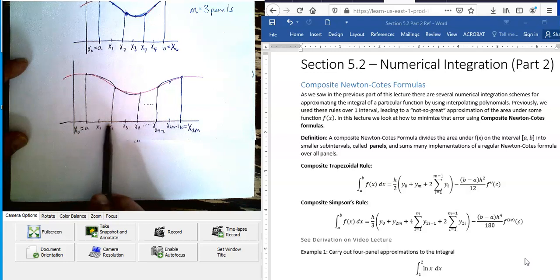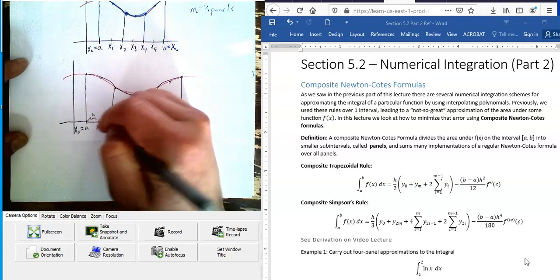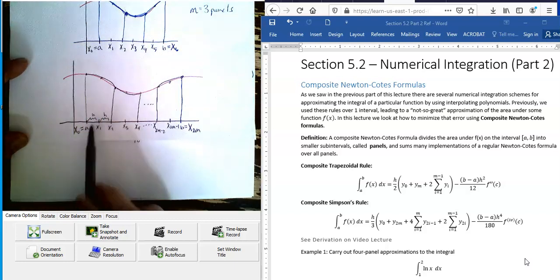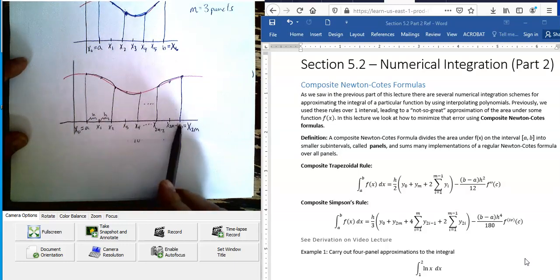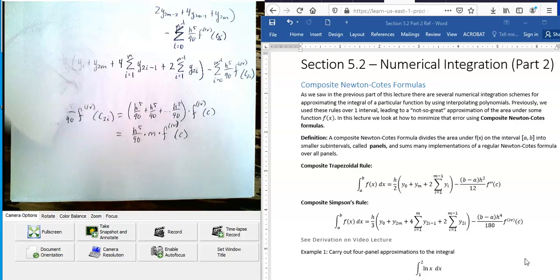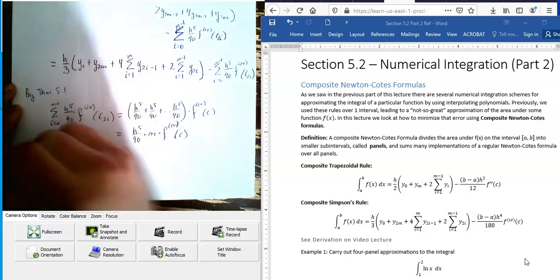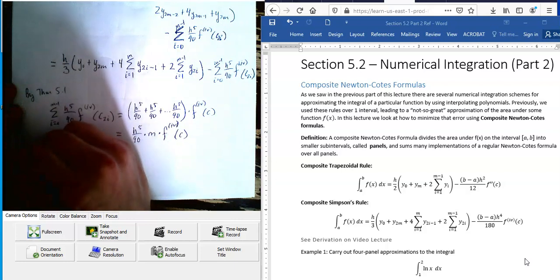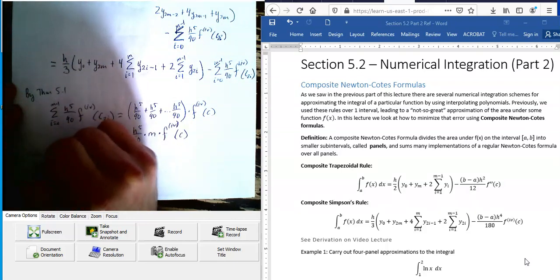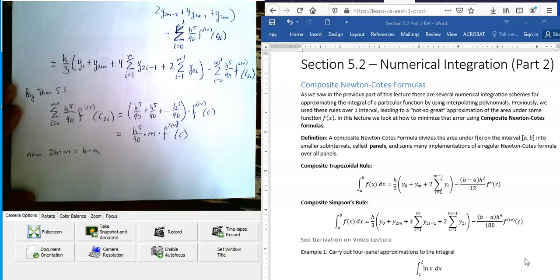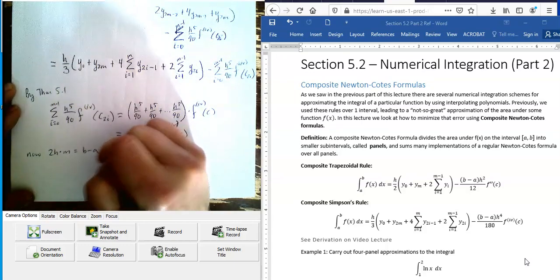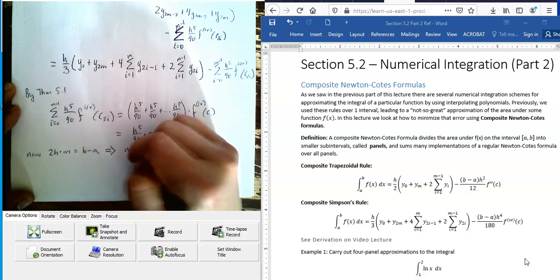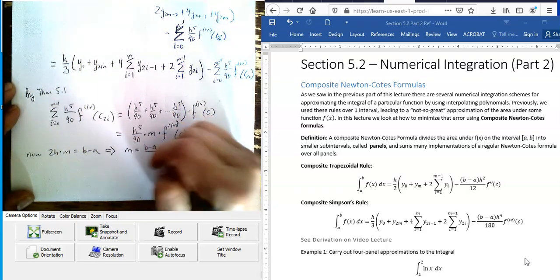So this length along the x-axis is no longer h, because we said that h was here and here. So the length of each of them is 2h, actually. We have m panels of length 2h, so the length of this interval is 2h times m. So now 2h times m is equal to b minus a, which means that m is equal to b minus a over 2h.